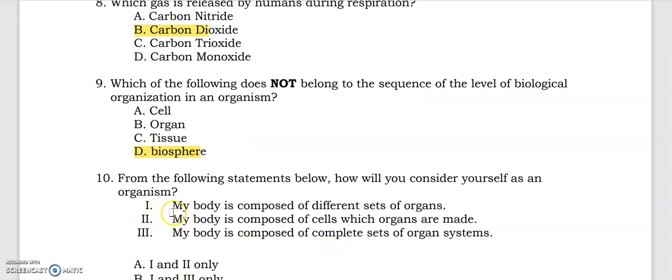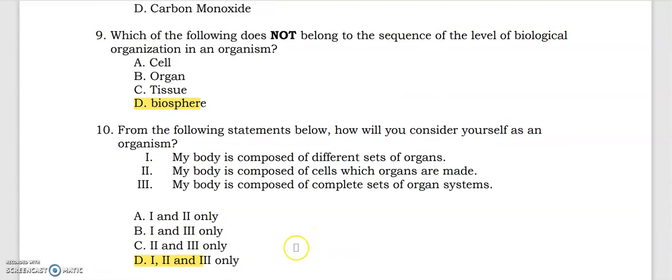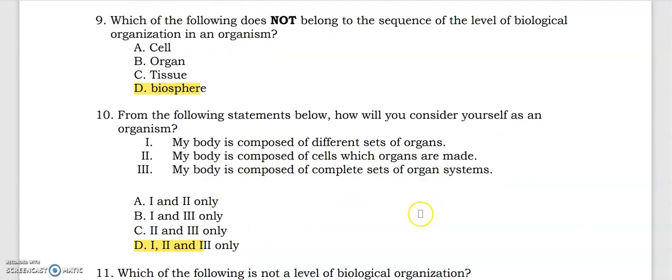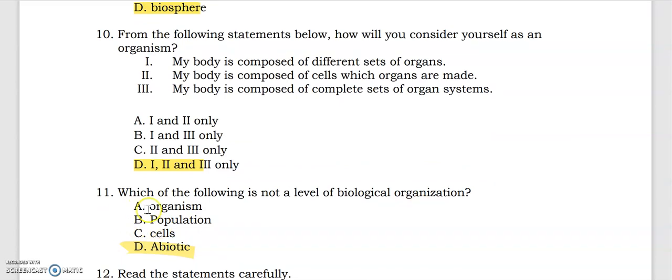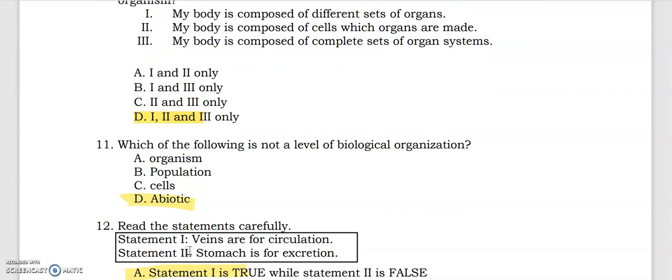Okay? Number 10. From the following statements below, how will you consider yourself as an organism? It should be letter D, 1, 2, 3. My body is composed of different sets of organs, composed of cells of which organs are made, and composed of complete sets of organ systems. Number 11, which of the following is not a level of biological organization? It's abiotic. Abiotic means not living.